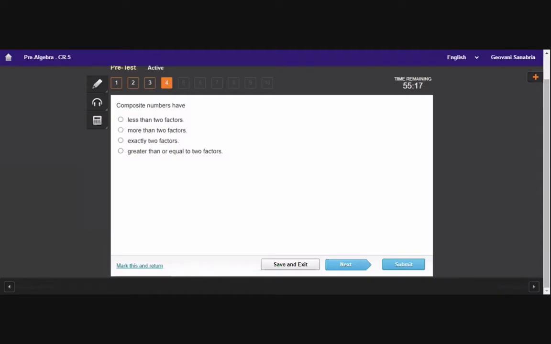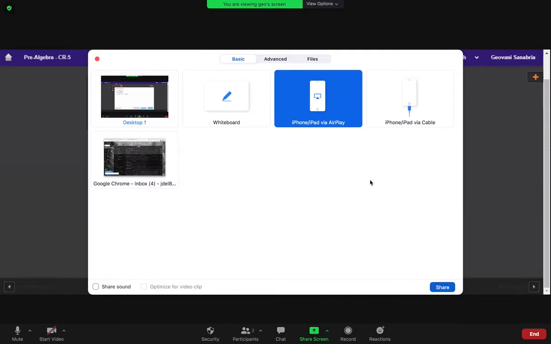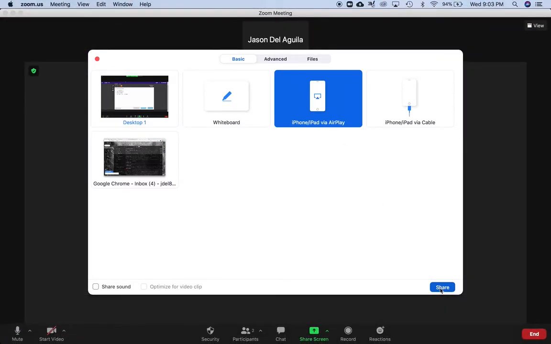Composite numbers have less than 2 factors. No, more than 2 factors. Okay, can I share on this one real quick? Yeah, sure. This will be a quick one. We're only 5 minutes in and we're already three questions in.